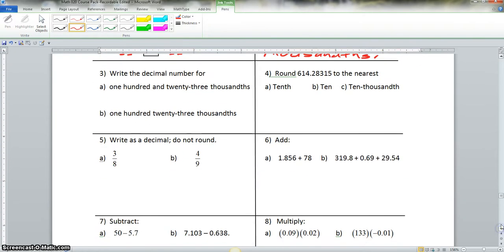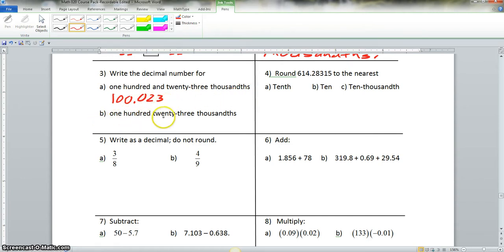Now we go down here to problem 3. It says write the decimal number for 100 and 23 thousandths. So we know we have 100. The word and means decimal. Now we want to have 23 thousandths. So we know that the 3 must be in the thousandths place. So the 2 would be in the hundredths and the 0 would be in the tenths.